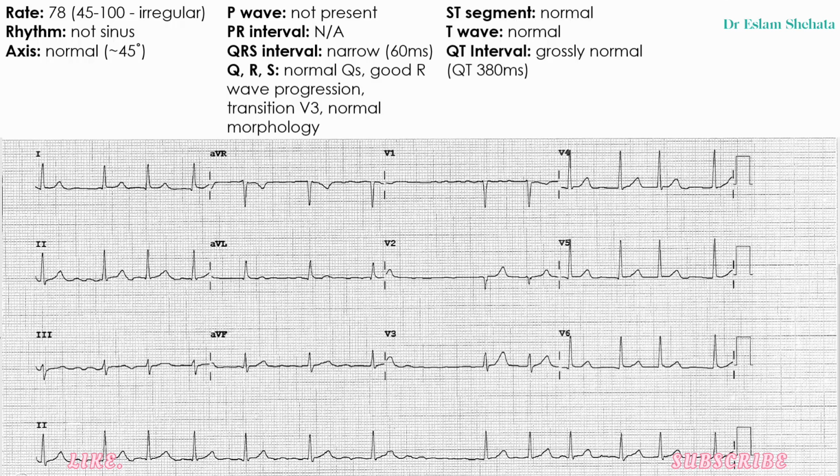The ST segment's normal. The T wave's normal. The QT interval is grossly normal, and I've measured it at 380 milliseconds. So, interpretation, this is atrial fibrillation with a normal ventricular rate.